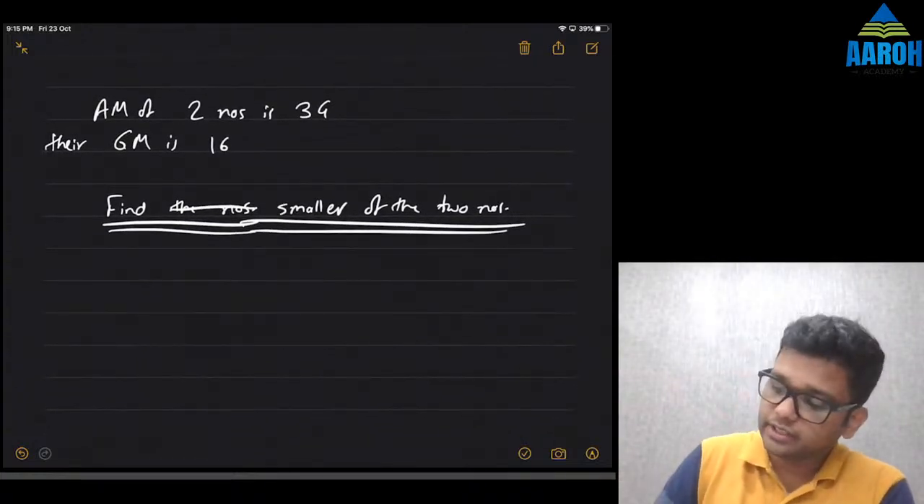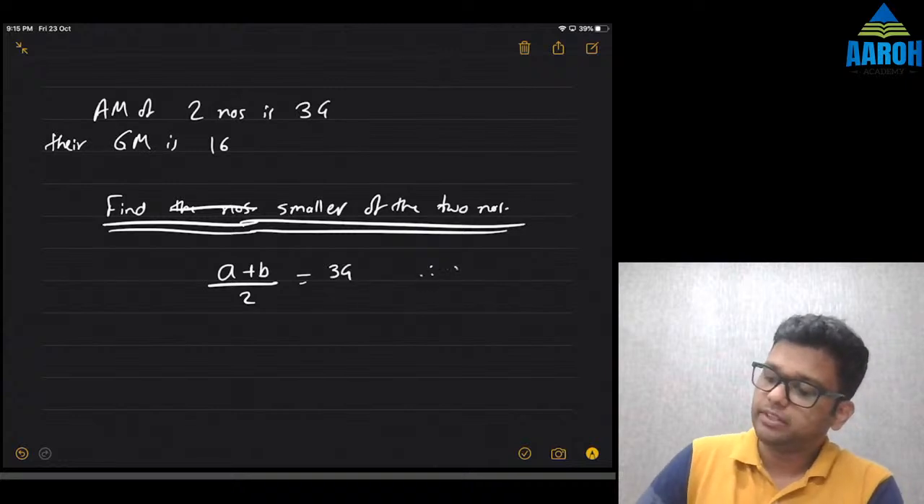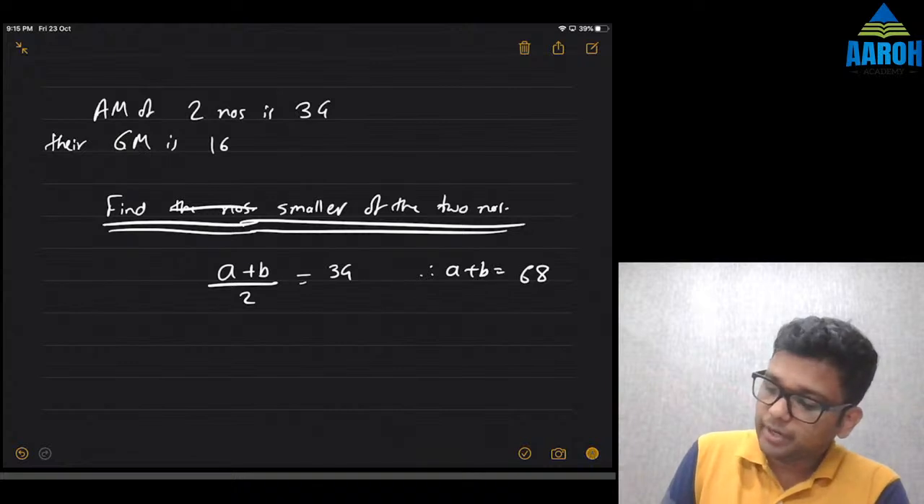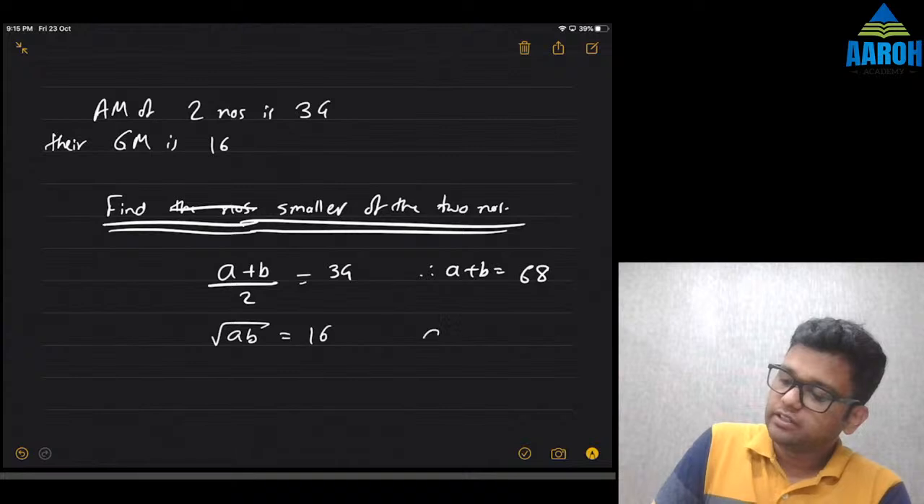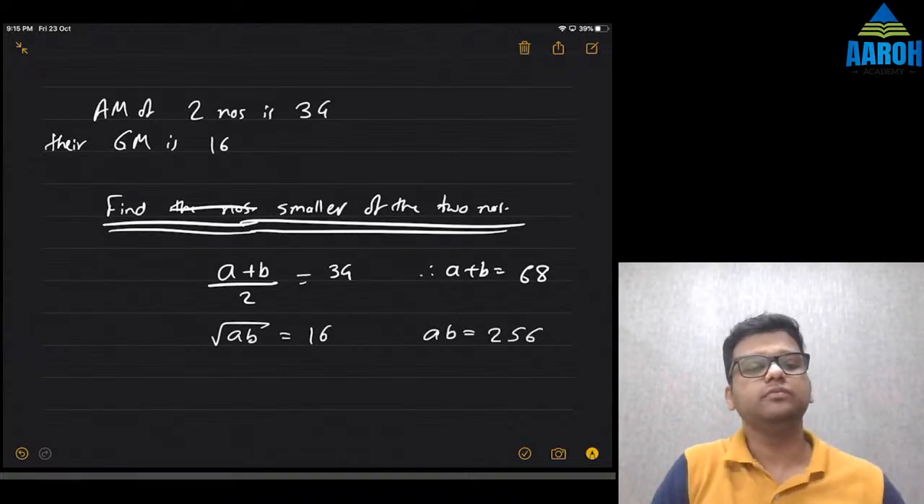So what to do in such questions? Let's say the numbers are A and B. So their arithmetic mean is 34. That means A plus B must be 34 into 2, which is 68. And their geometric mean is 16. That means root AB is equal to 16. Therefore A into B must be 16 square. Right? Fine.